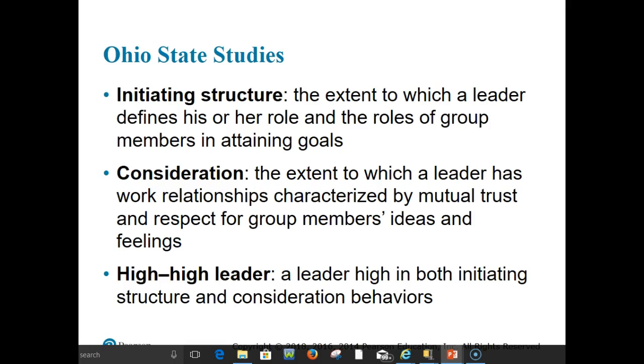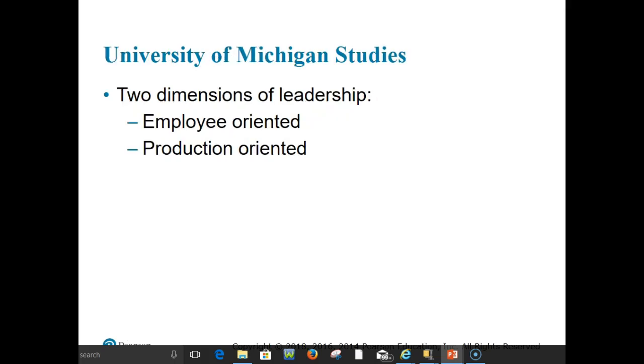So the leadership studies conducted at the University of Michigan at the same time as those done at Ohio State also helped to identify behavioral characteristics of leaders that were related to performance effectiveness. Now, the Michigan group also came up with two dimensions of leadership behavior, which they labeled as employee-oriented and production-oriented. Leaders who were employee-oriented were described as emphasizing interpersonal relationships. The production-oriented leaders, in contrast, tended to emphasize the task aspects of the job.